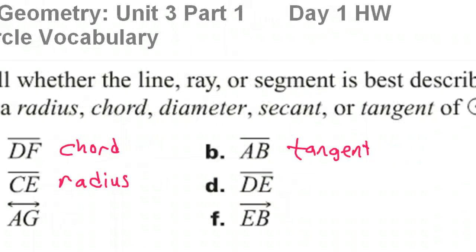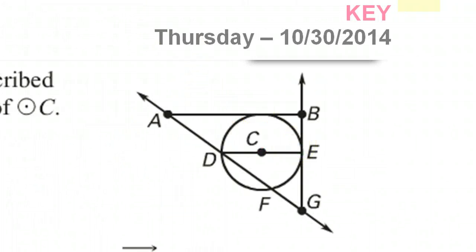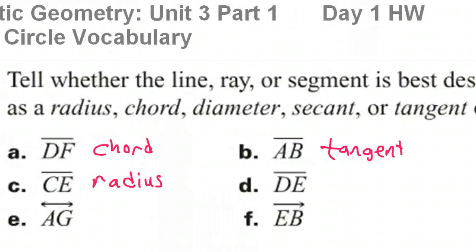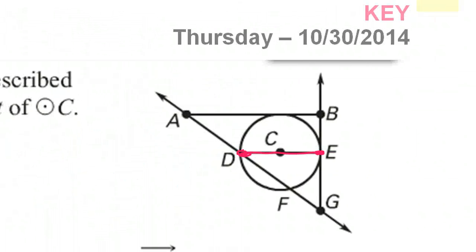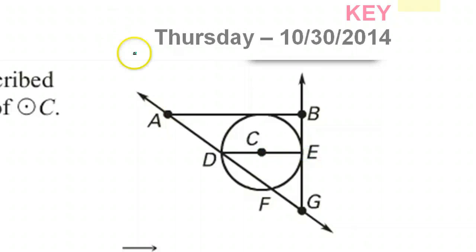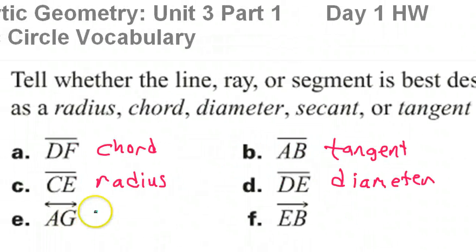What about segment DE? Okay, so here's D, here's E, here's segment DE. That is a chord, but it's not just any chord. It's a chord through the center of the circle. And a chord through the center is called the diameter, or a diameter. Okay, line AG. Here's A, here's G, and this whole thing is line AG. Well, a line that cuts through the circle like that is called a secant. Line AG is a secant.